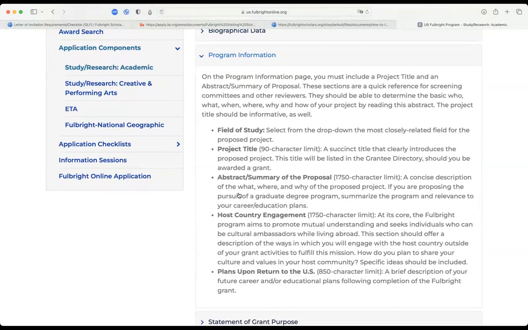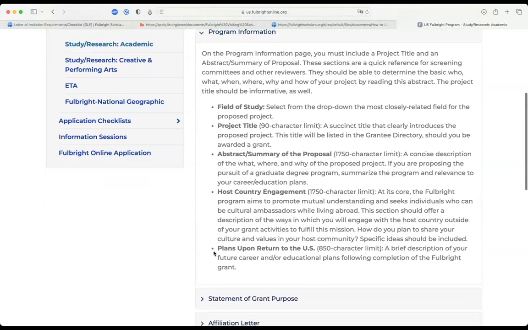Now, program information is about what you're saying: here's what I'm going to do for my Fulbright year. Some people will be working on a degree, some people will be trying to make connections, some people will be trying to create some sort of output, could be written, could be scientific, could be intellectual, and what you plan on doing when you come back to the US.